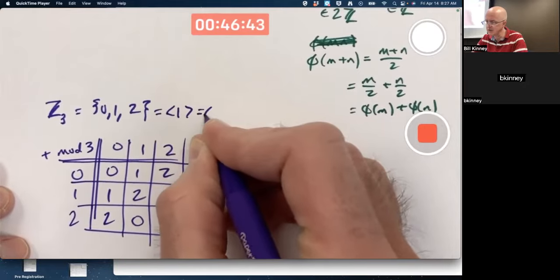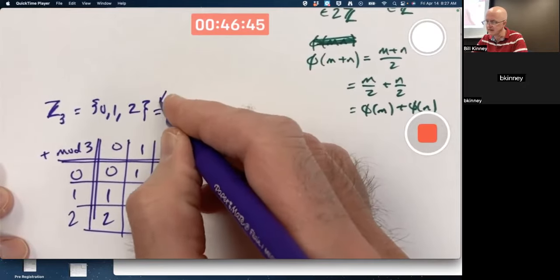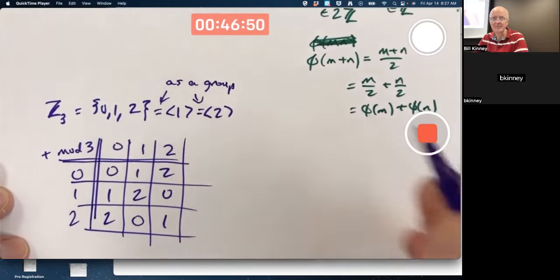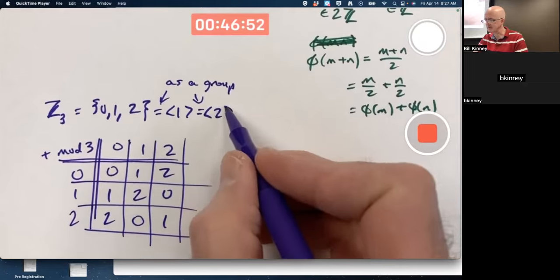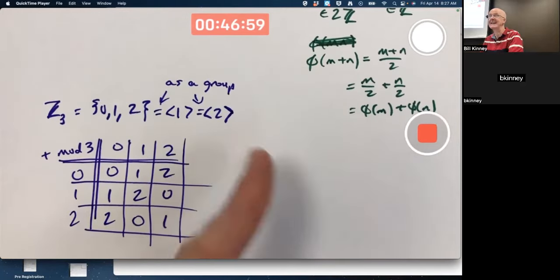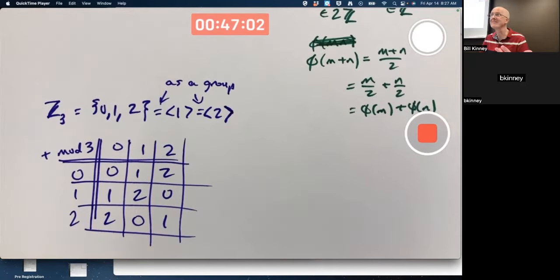Cyclic group. 2 generators, 1 and 2. Again, as a group. I keep writing as a group when I'm using the cyclic generator notation, because in ring theory, we're going to use this notation again, but with a different meaning. Not now, not today. Yeah, next week sometime. Next Wednesday or Friday, probably. We'll use this notation in ring theory, but it'll mean something different.